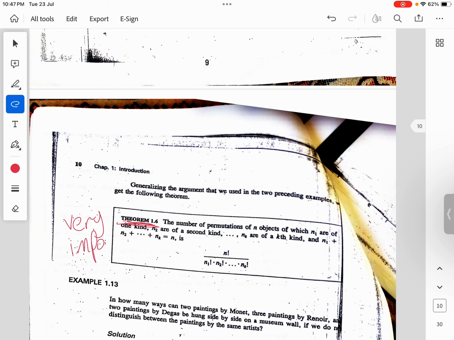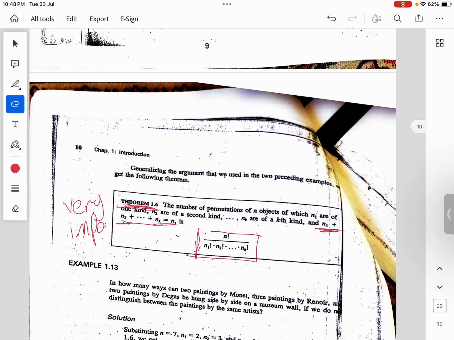The number of permutations of n objects of which n1 are of one kind, n2 are of a second kind, up to nk of the kth kind, with the important condition that n1 plus n2 plus n3 up to nk equals n, is given by this formula: n factorial over n1 factorial, n2 factorial, up to nk factorial.